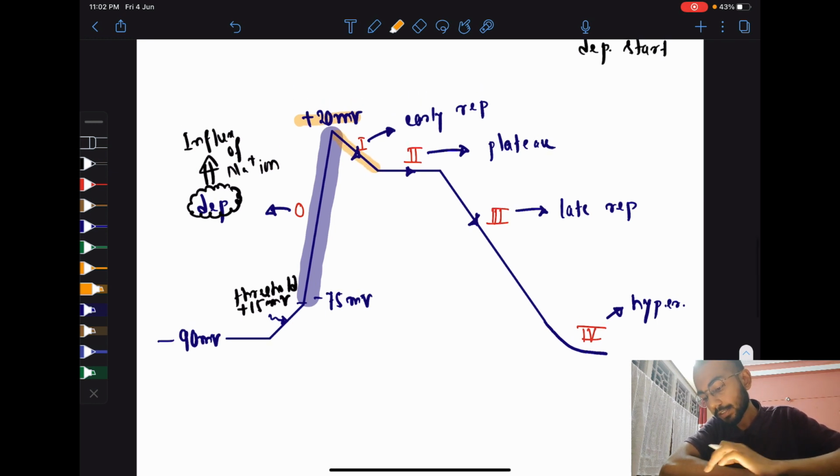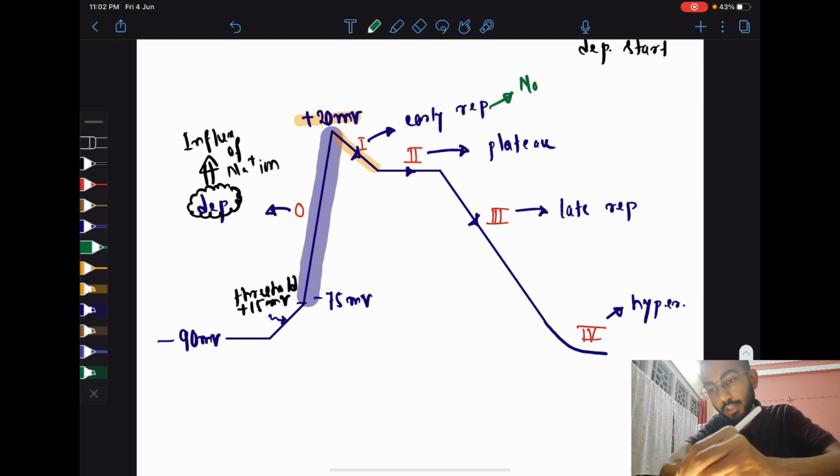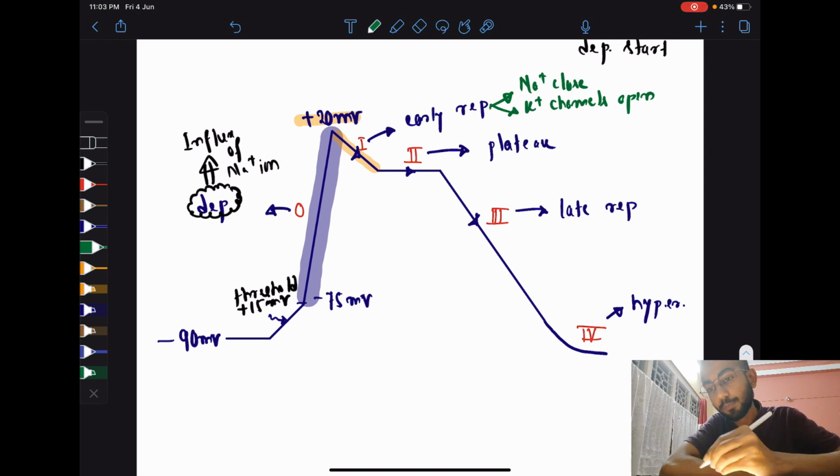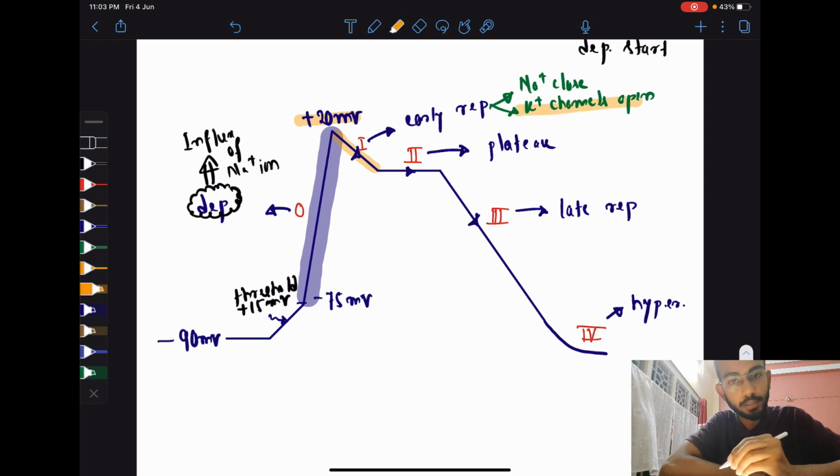Now what is the reason for this early repolarization, guys? The reason is that the sodium channels close and potassium channels open. Now as soon as the potassium channels open, we know that the concentration of potassium inside the cell is more as compared to that of extracellular fluid. Hence this efflux of potassium ion is seen, right? Efflux of potassium ion is seen. That is what leads to the descent in the graph.